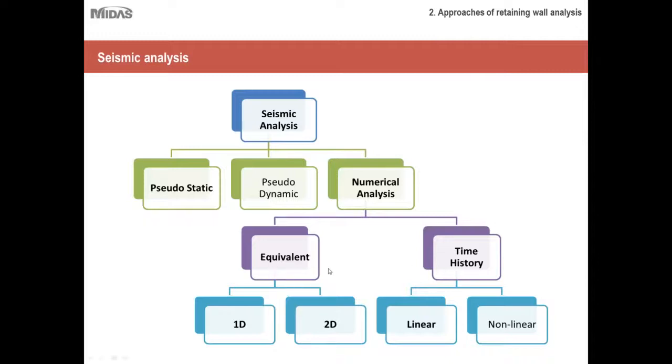Then we have numerical analysis, which is primarily based on finite element analysis, and under numerical analysis you can see there are two divisions. One is the equivalent method and the other is the time history method. Under the equivalent method there is the 1D equivalent method and the 2D equivalent method, whereas under time history there are two branches, linear time history and non-linear time history.